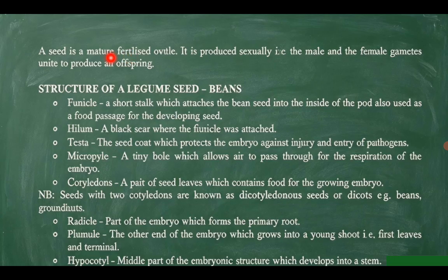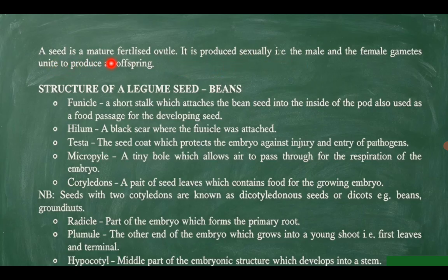All right, so let's look at some important terms that are applicable in this topic, in this lesson. We shall define the term seed in agriculture as simply a mature fertilized ovule. A seed is a mature fertilized ovule. It is produced sexually by the fusion of male and female gametes.